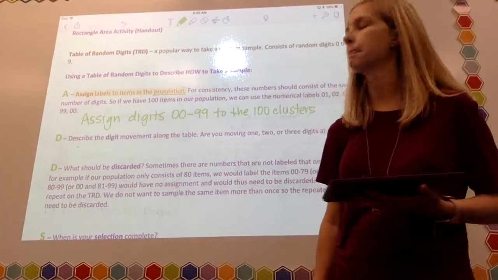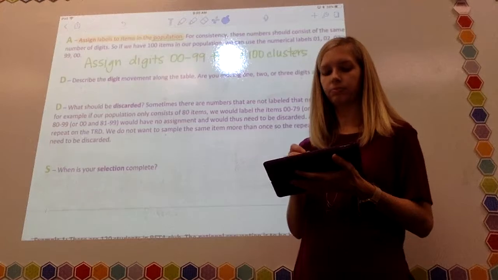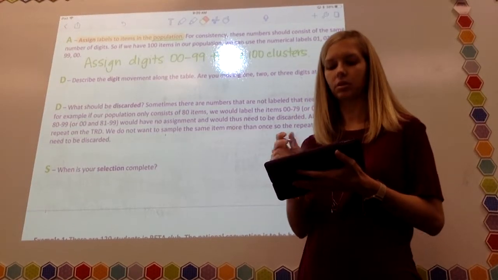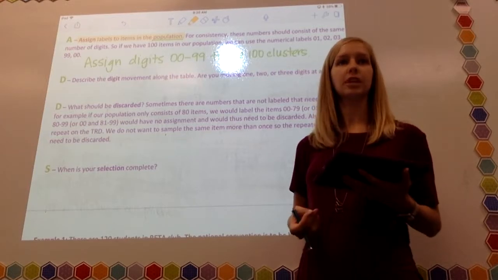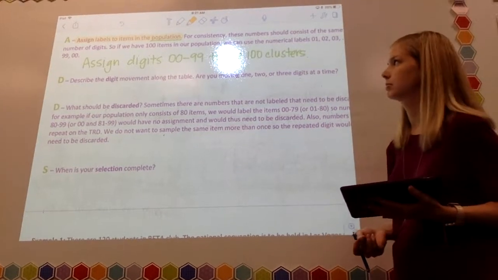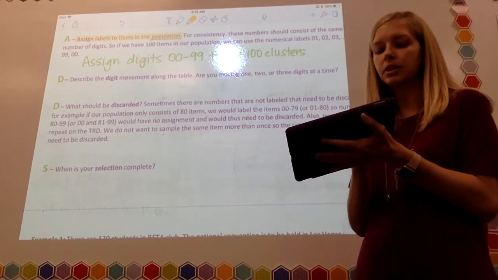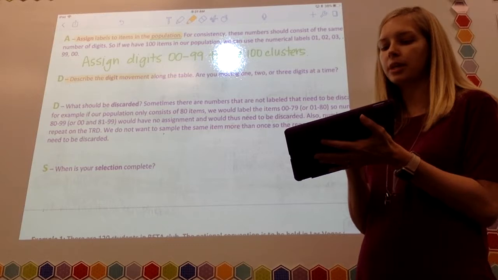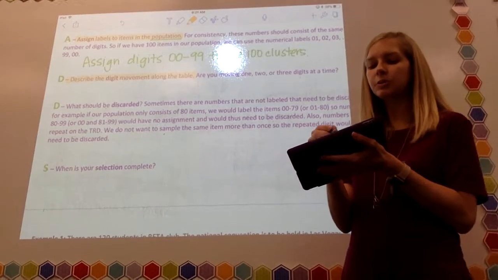Hopefully we'll get to some more examples shortly. What if this was only like 50 things, would you do 49? Yep, 0 to 49. Just the highest number. Yep, the highest number. Good, you got it. All right, the second D: describe the digit movement along the table. So this one's pretty easy.